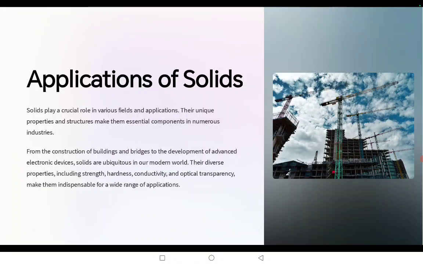So this is all for this video. In this video we discussed solids, their structures, their packing efficiency, and the applications of solids. In the next video we will discuss the defects which are present in solids.